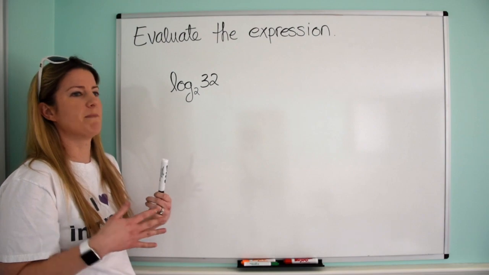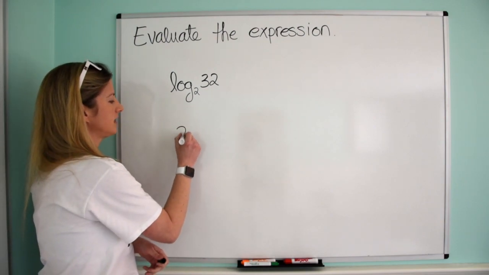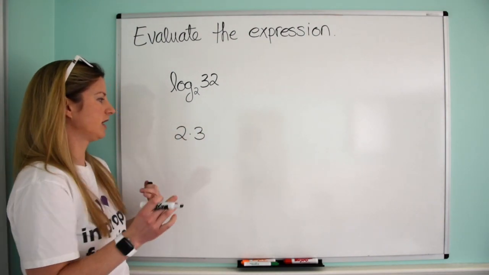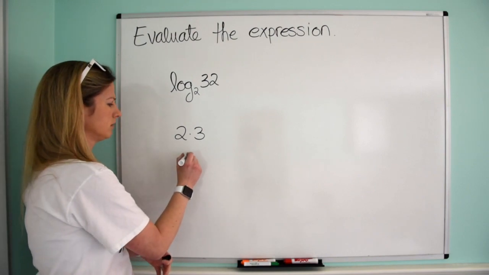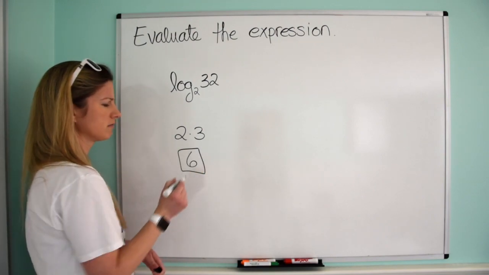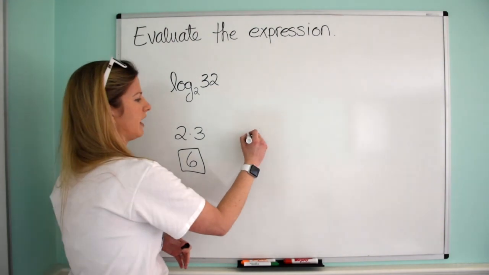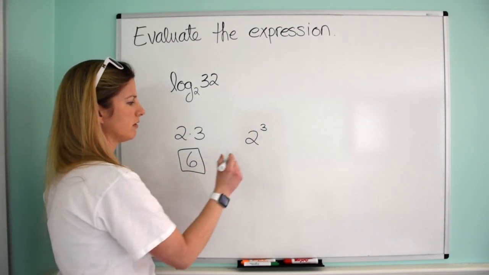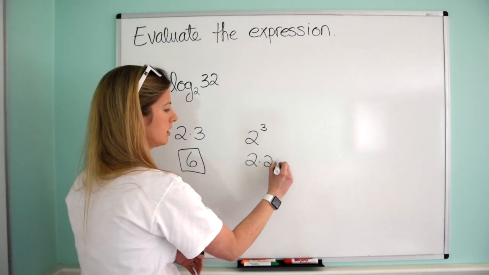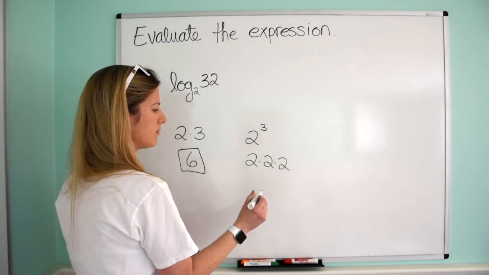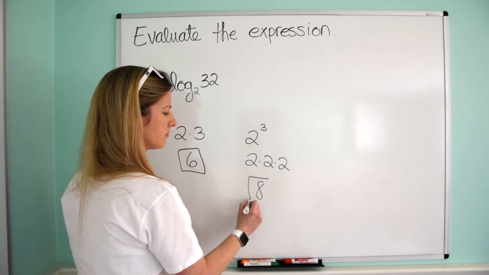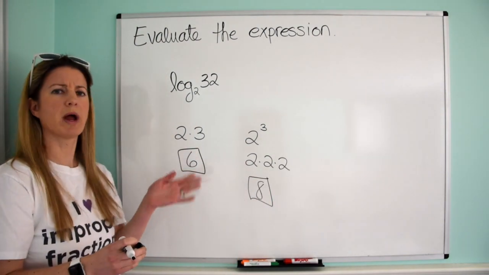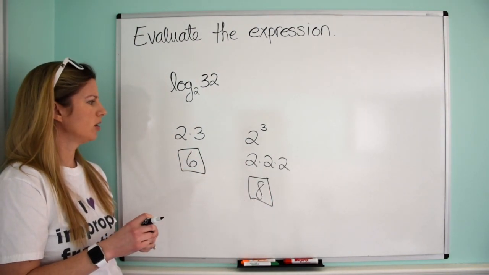However, let's think about a basic expression that you could evaluate. If I said, what's 2 times 3? Evaluate 2 times 3. You would say, oh, that's 6. And if I said, evaluate 2 to the third, you would say, oh, that's just 2 times 2 times 2, and that's just going to be 8. No problem there.